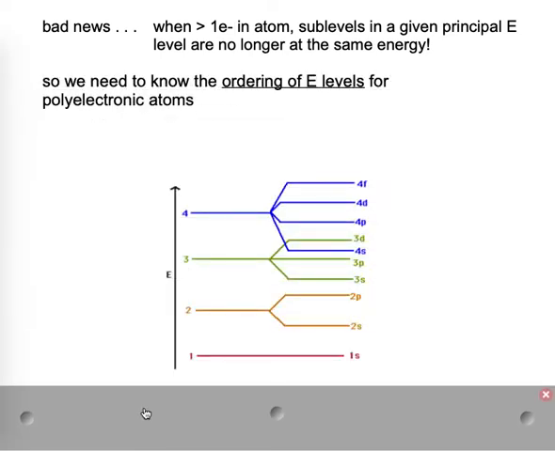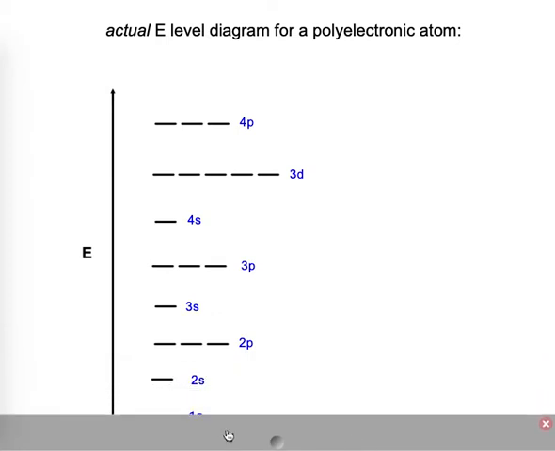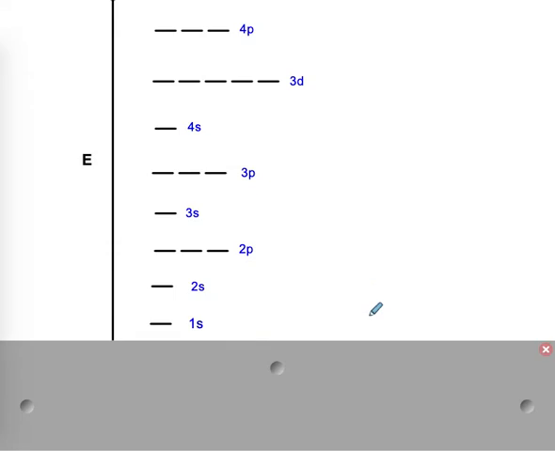As you can see in this diagram, the 2s sublevel is below the 2p sublevel in energy, the 3s is below the 3p, which is below the 3d. The 4s actually is lower in energy than the 3d, oddly enough. So we need to know the order in which the energy levels fill for these polyelectronic atoms. Here's the actual energy level diagram for a polyelectronic atom. The order in which the sublevels fill are 1s, 2s, 2p, 3s, 3p, 4s, 3d, and then 4p.